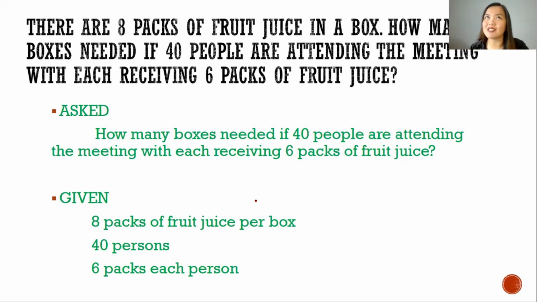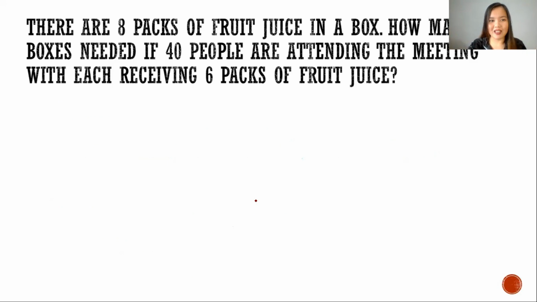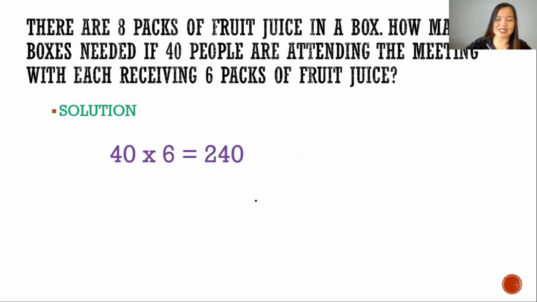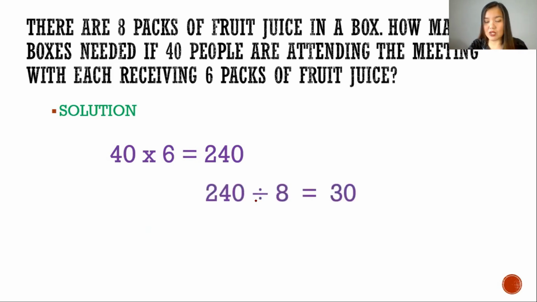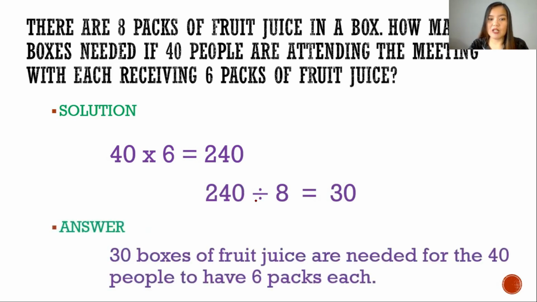Your number sentence is 40 times 6, in parentheses, divided by 8 equals n. That n is what you are going to find. Your solution: 40 times 6 is equal to 240. That 240 is just the fruit juice packs, but there are 8 packs in a box, so you divide that by 8. So you can have 30 boxes of fruit juice needed for the 40 people to have 6 packs each.